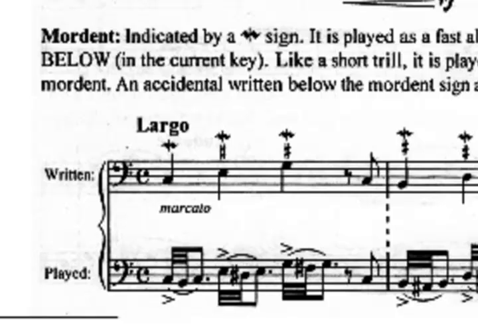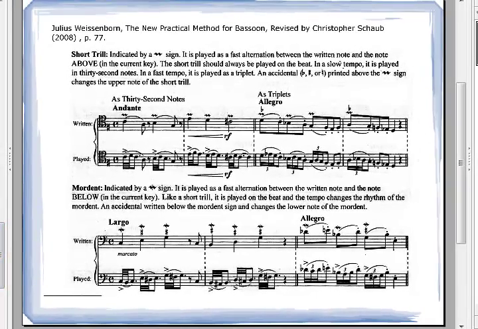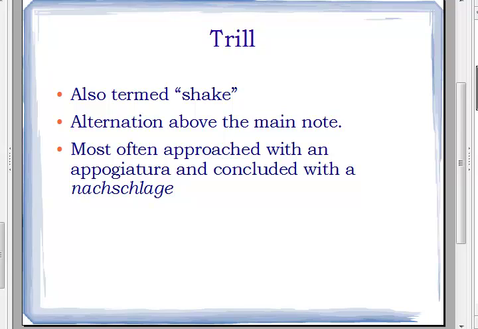Now in Baroque music, the mordent, meaning the ornament below the note, is the main ornament used. Very rarely do they use the short trill. And so it's important when you apply the mordent that you use the ornament below the note.